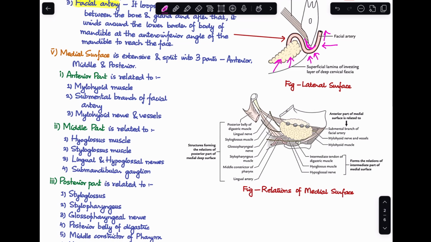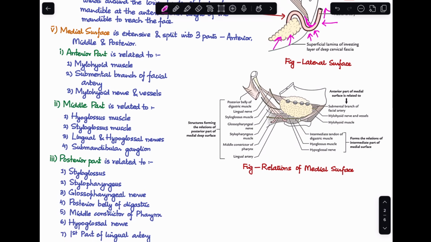Coming to our last surface, which is the medial surface. Now this is a little bit more complicated because there are a lot of relations to remember here. The medial surface is actually very extensive, so we split it into three parts: anterior, middle, and posterior. First we'll talk about the anterior part. Let's look at the image over here. This is the anterior part. The structures related here are the mylohyoid muscle, the submental branch of facial artery, and the mylohyoid nerve and vessels. So these are the structures related to the anterior part of the medial surface.